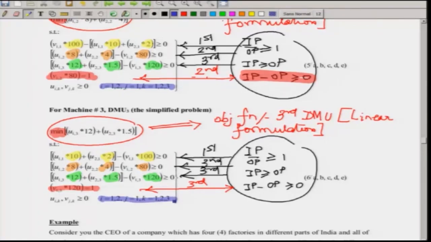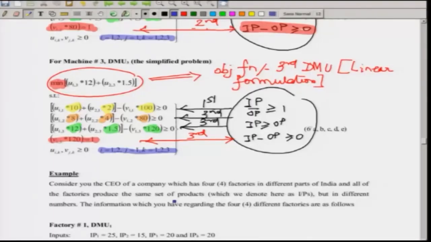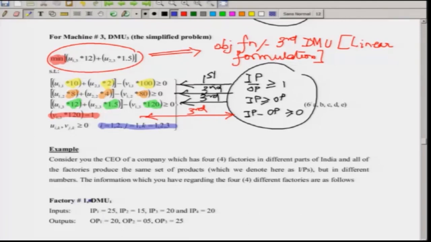I will just discuss one problem and then go into the objective formulation for this input output oriented model. Consider that you are the CEO of a company which has 4 factories in different parts of India, and all of the factories produce the same set of products, denoted here by the inputs, but in different numbers. They are given as follows. For factory 1, which is DMU 1, you have 4 inputs and 3 outputs. So, i will change from 1 to 4, j will change from 1 to 3, and k will change from 1 to 4 because there are 4 DMUs.